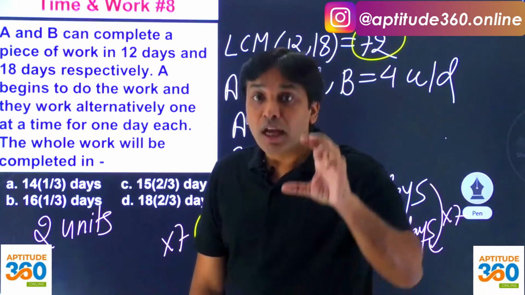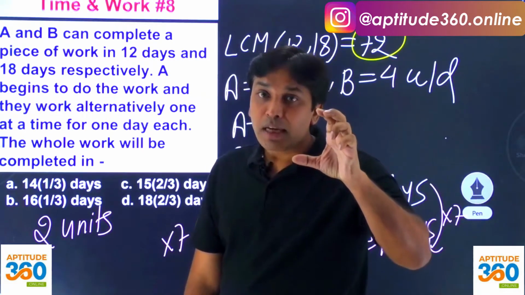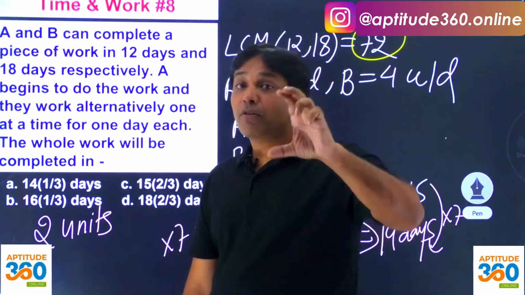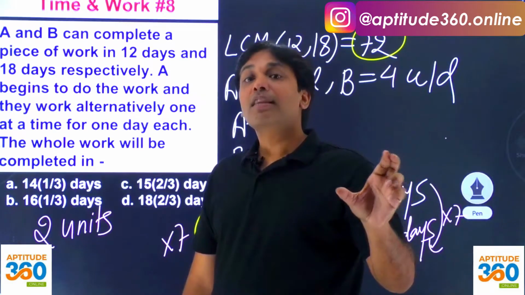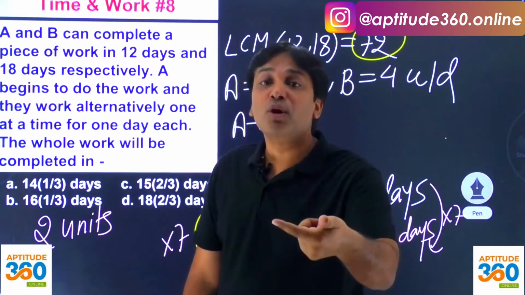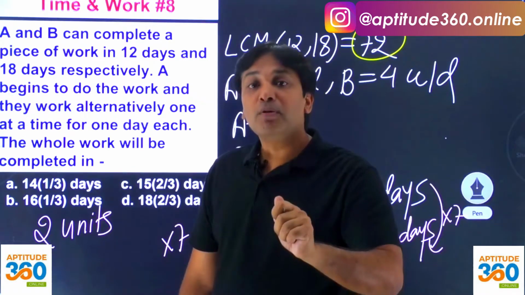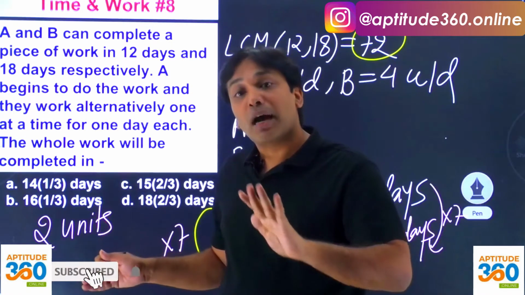Please be mindful. A is being followed by B and then A and then B and then A and then B. There will be 7 such cycles. तभी तो 14 days लगा. 7 days A will be working and 7 days B will be working. 14 days में 70 unit काम हो गया, खत्म.